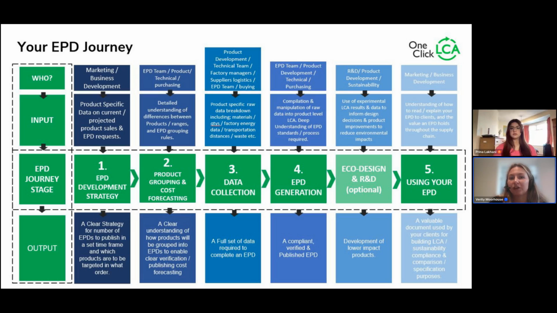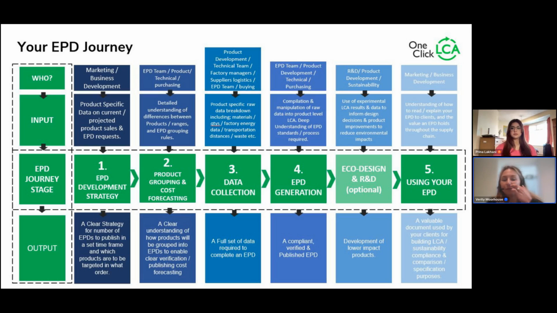Stage 4 then is your actual EPD generation. So inputting all of that information into the software in a compliant standard. So manipulating that raw data. Maybe you've got your total factory energy and you need to be able to transfer or allocate that back to a particular product. So it's about changing the format of the data, inputting it into the software, and then producing a compliant EPD.